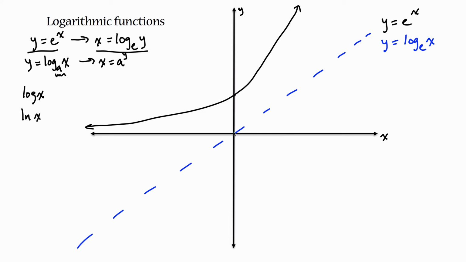So instead of going through 0, 1, the log goes through 1, 0. As x becomes large and positive, the logarithm also goes off towards infinity. As x approaches 0, y goes towards negative infinity. And it's important to note, x can never get to 0. And in fact, the logarithm, if you try on a calculator to take the log of a negative number, it's undefined.